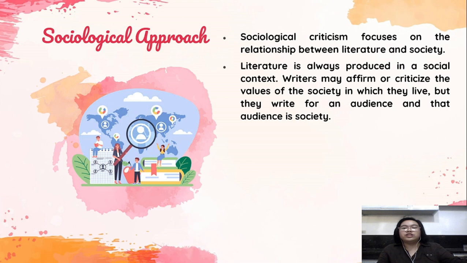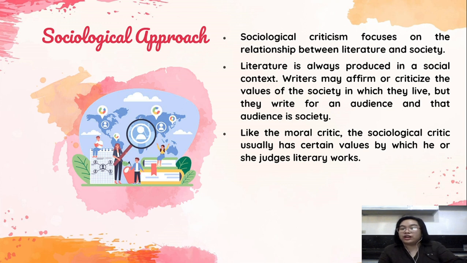Next, literature is always produced in a social context. Writers may affirm or criticize the values of the society in which they live, but they write for an audience, and that audience is what we call the society. So the critic looks for the literature's social function. So what is the role of literature in dealing with these societal events or societal issues, or what really happens in the society?